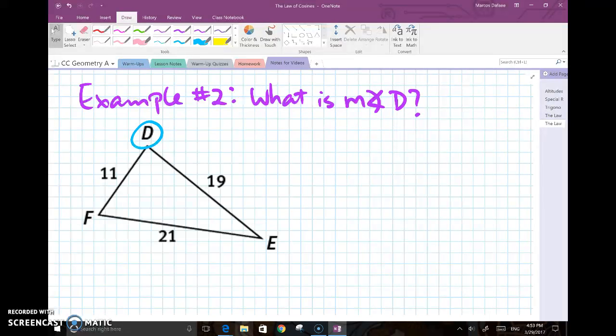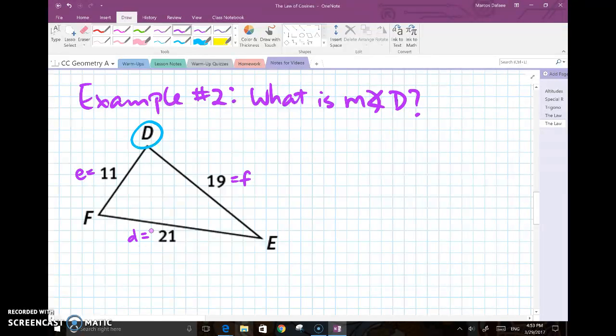Once again, the law of sines would be no good, because to use the law of sines, you need to know your angles. So this is definitely a job for the law of cosines. So here we go. Once again, I'm going to label my sides as E being that, F being the 19, and little d, I'll put it here, little d being the 21.